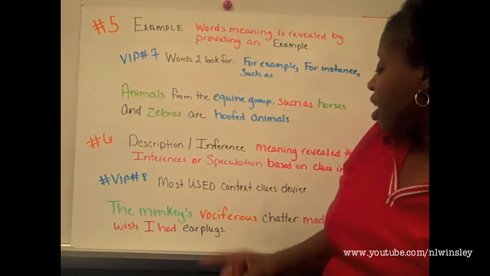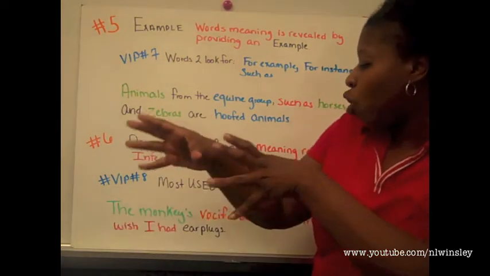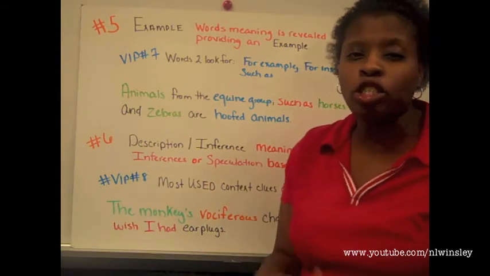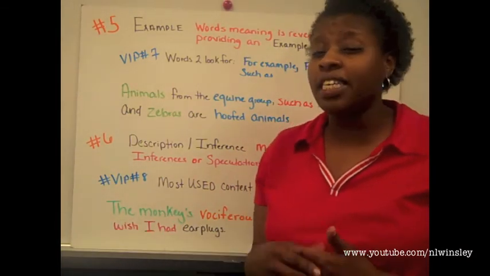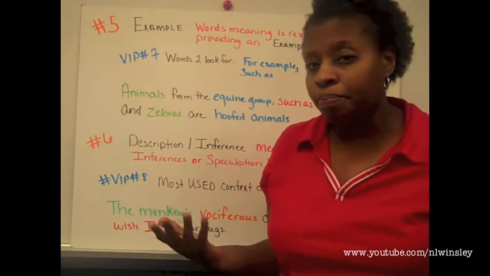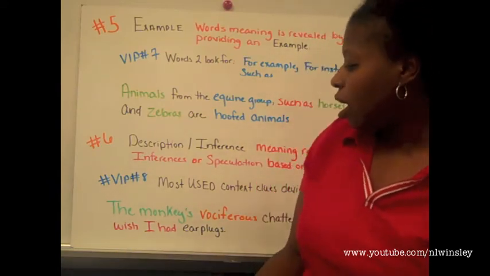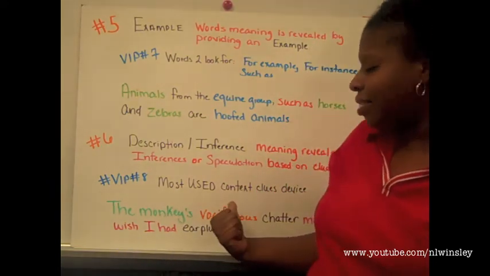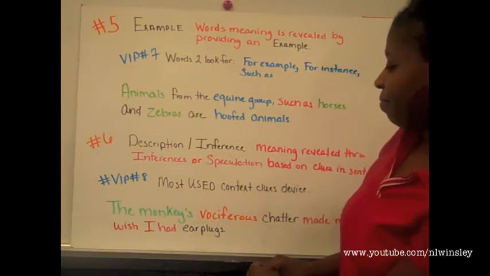Description and inference. This is where the meaning is revealed through inferences or speculations based on clues in the sentence. Or essentially, it's where you read the sentence and you make assumptions about what words mean based on the clues the author left in the text. VIP number 8, it's the most used context clue device. Let's look at the example.